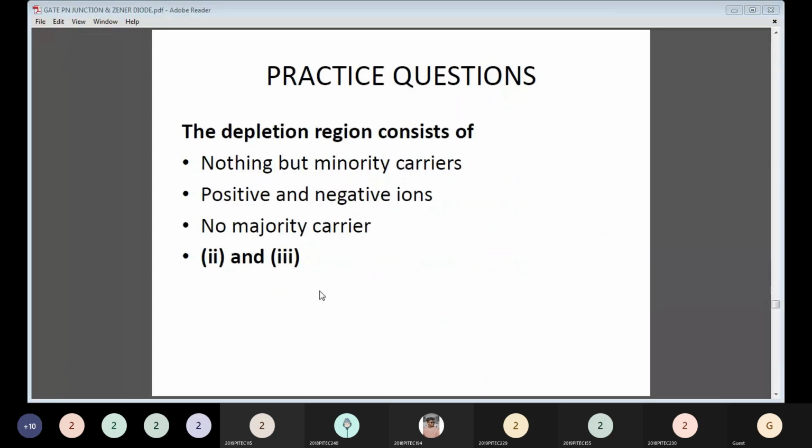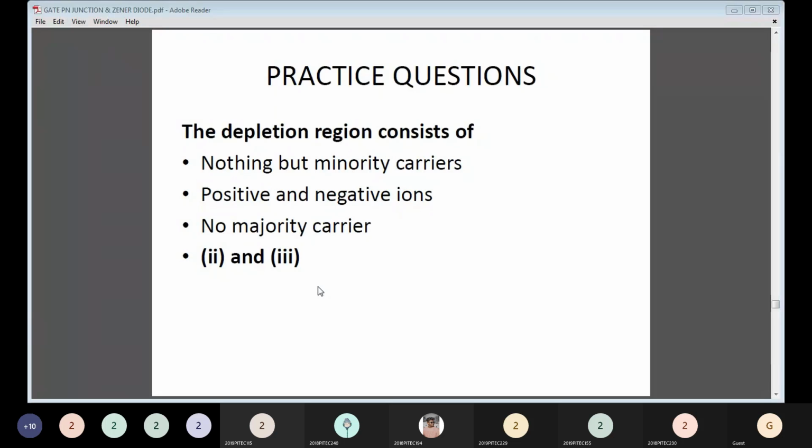Next, what does the depletion region consist of? The depletion region has positive and negative ions, and no majority carriers. So the correct options are 2 and 3. It has immovable ions, both positive and negative ions. The depletion region between the P-type and N-type material of the PN junction diode consists of immobile ions of both positive and negative charge. It does not have majority carriers.